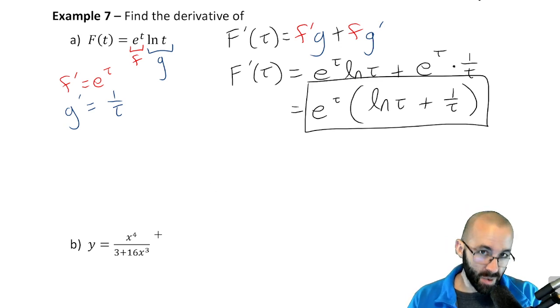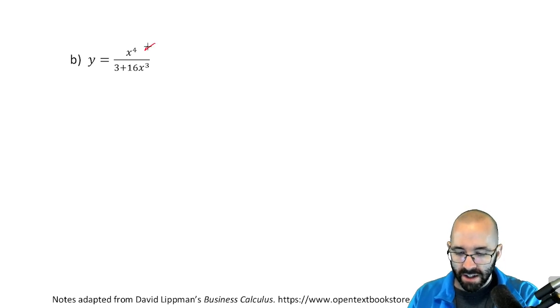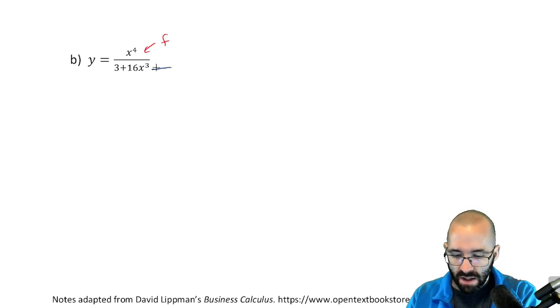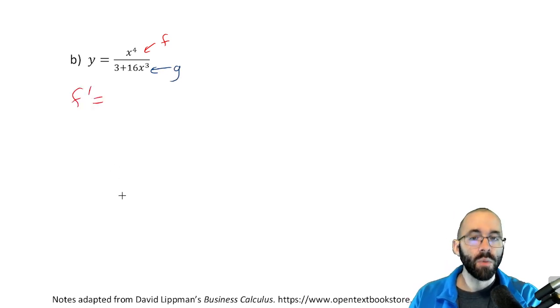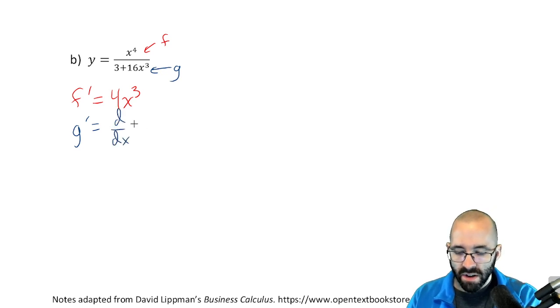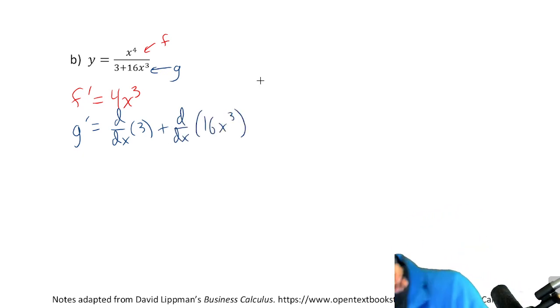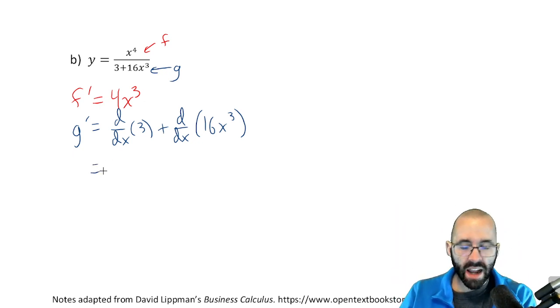Next one has us practice with the quotient rule. We're going to do the same thing. Here's our f. Here's our g. What's f prime? We'll use the power rule. It's 4x cubed. What's g prime? We'll use the power rule. We need to find the derivative of 3 and the derivative of 16x cubed. Remember, the derivative of any constant function is just 0.